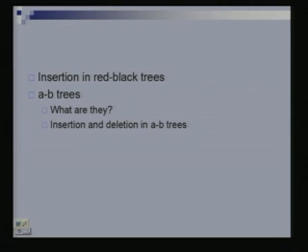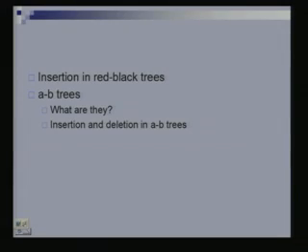Today, we are going to see how to insert a key in a red-black tree. We are then also going to introduce the notion of an A-B tree. We will first define what an A-B tree is, and then we are going to see the process of insertion and deletion in an A-B tree. So, we get to insertion.